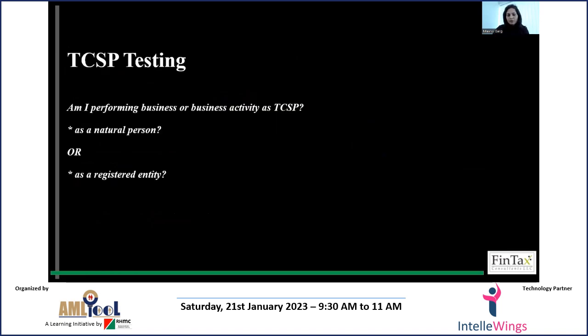Moving on, we understand that it is important for a person to test whether I fall under the TCSP category or not, because we see this practically. People, when they are performing any of these activities, they ask, but I do this only, I don't need to register in goAML. So I believe it is very important to see as a natural person or as a registered entity, both ways, even if you do not hold a trade license, but any of these services are being performed.